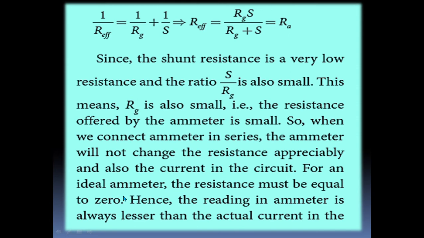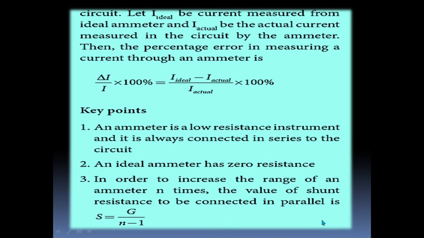This is very, very important, an objective type question. The resistance being equal to 0 means the ammeter is called an ideal ammeter. Hence, the reading in the ammeter is always lesser than the actual current in the circuit. So, let the ideal current be the current measured from an ideal ammeter and the actual current be the current measured in the circuit by the ammeter. Then the percentage error in measuring a current through an ammeter is delta I divided by I into 100%. That means delta I is the ideal current minus the actual current, divided by the actual current, into 100%.